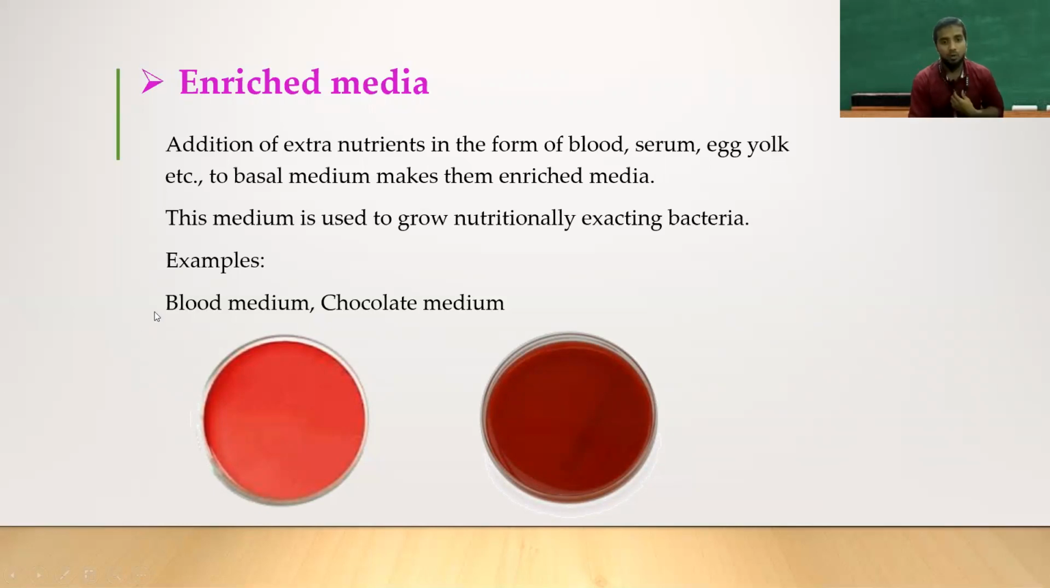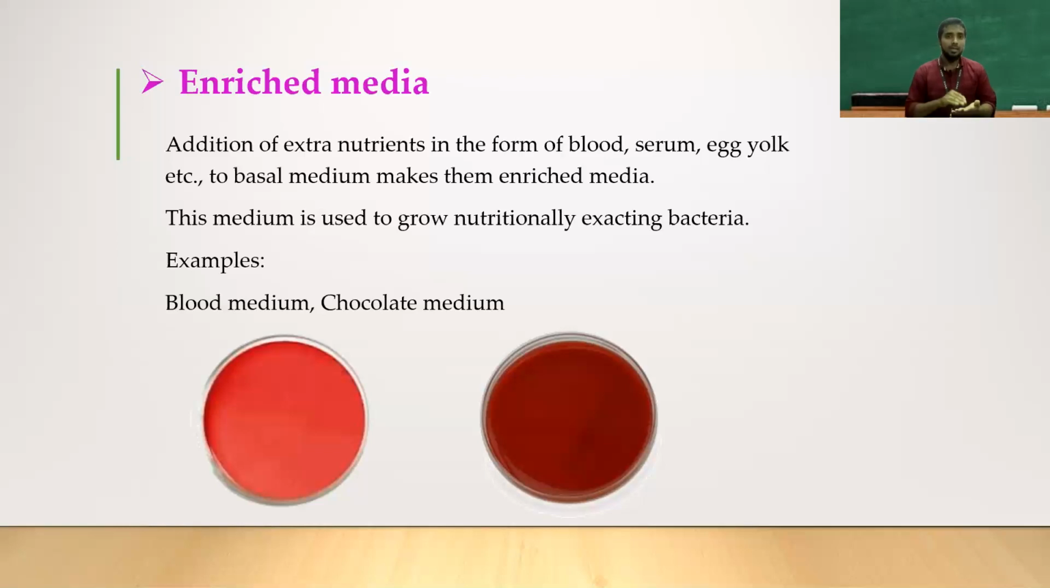Addition of extra nutrients in the form of blood, serum, egg yolk, etc. to basal medium makes them enriched media. So when blood, serum, egg yolk are added to the basic or basal medium, they are called enriched media. Why do we use blood in this? There are certain bacteria which cause hemolysis. Hemolysis means breakage of the cells or RBCs, and RBC is red in color. So when blood is added to the agar solution, we call it blood culture media or blood agar media.